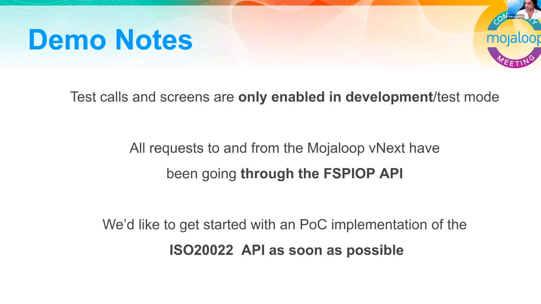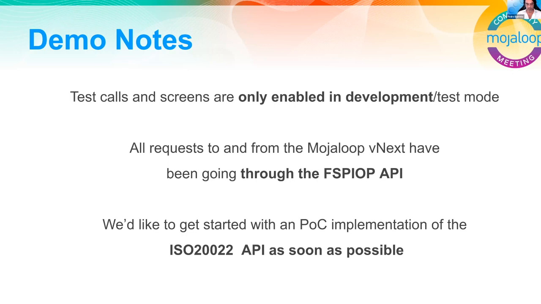So a few notes regarding the demo. These test calls and screens are only enabled in development. This is important. Whenever you're running a switch in an environment that's not a development or a test or a non-productive environment, those things will not be there, because we don't want interfaces to create transfers unless it's in a non-productive environment. None of what you're seeing that I used to do tests will be there. Only the read-only views, and obviously you will update the MDC and all of that. So that's an important thing.